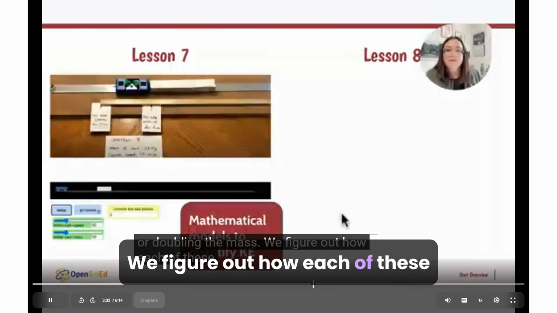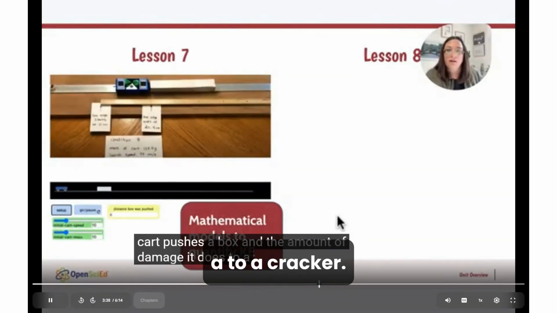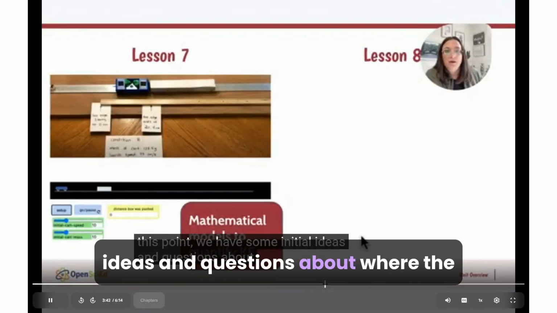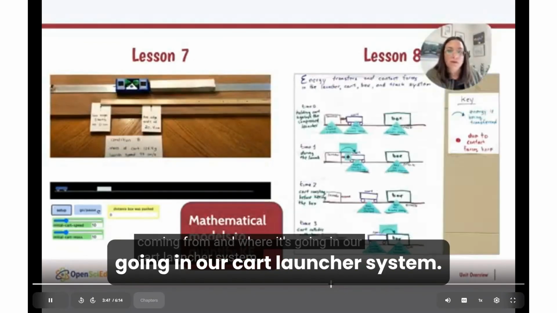We figure out how each of these variables affect how far a cart pushes a box and the amount of damage it does to a cracker. So, at this point, we have some initial ideas and questions about where the energy is coming from and where it's going in our cart launcher system.